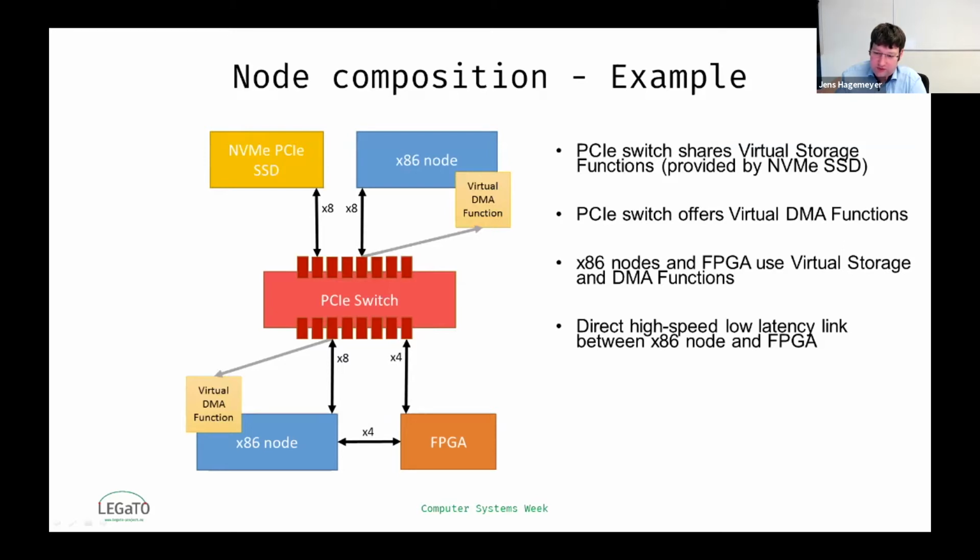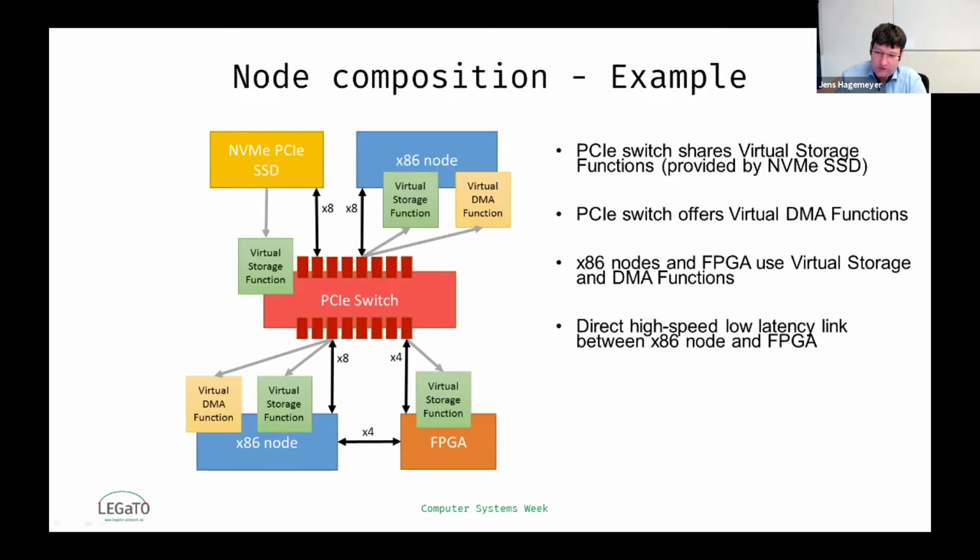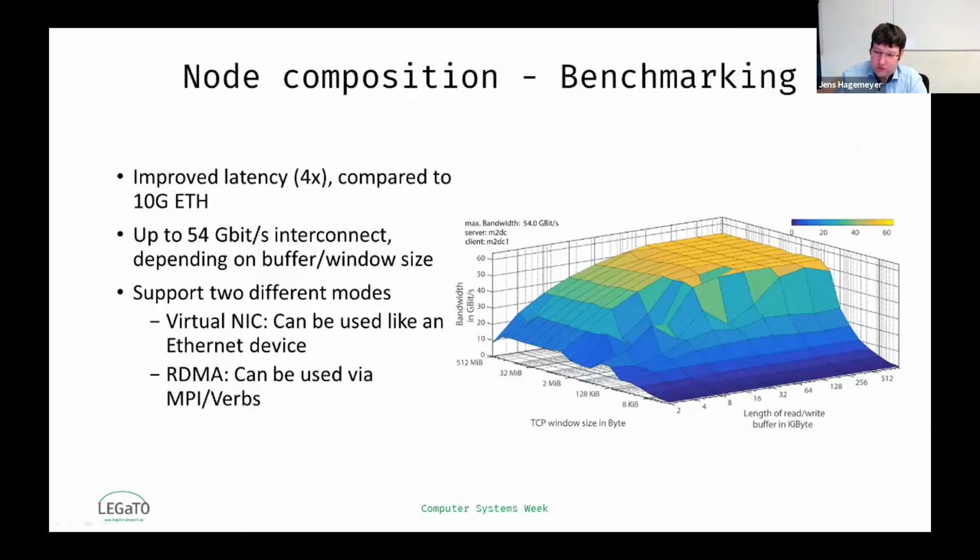And what we can then do is assign virtual functions. The PCI Express switch has the feature of assigning a special kind of virtual DMA function, which can be used like an Ethernet-based communication infrastructure, or, for example, the peripheral shown here in yellow, the NVMe-based SSD, which has this virtual storage function that is forwarded to the different nodes. So this is how node composition works on the different layers: on the one hand, on the physical level, meaning the communication links themselves, and on the other hand, on the virtual function level, where the different functions are mapped to the different peripherals. That all together provides a quite flexible system that can cover a huge range of possible applications.